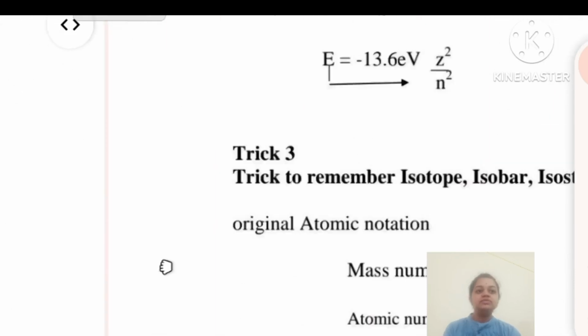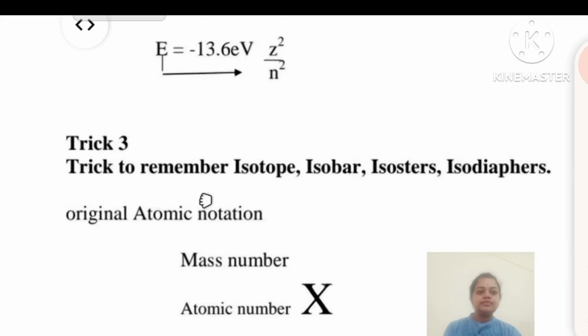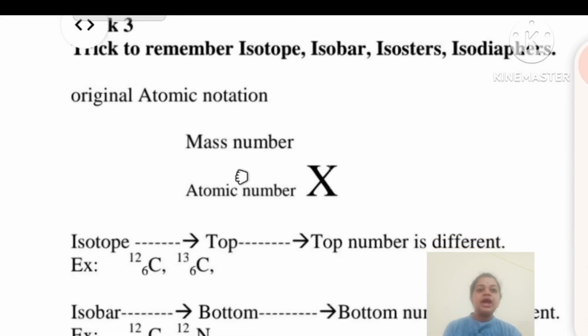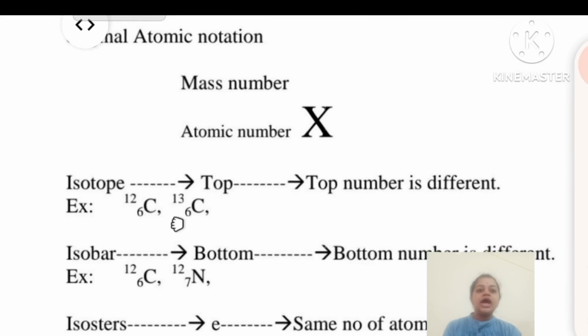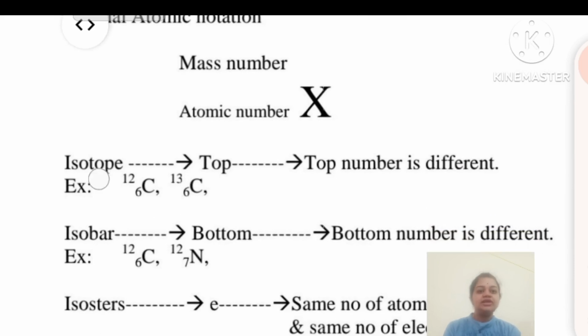Coming to the third trick: tricks to remember isotope, isobar and isoters. This is the notation: any element with atomic number below, mass number above. First one is isotope. Here the word top is more prominent, so you can remember it as top. Top number will be different, that is mass number different. If mass number is different, then it is isotope.